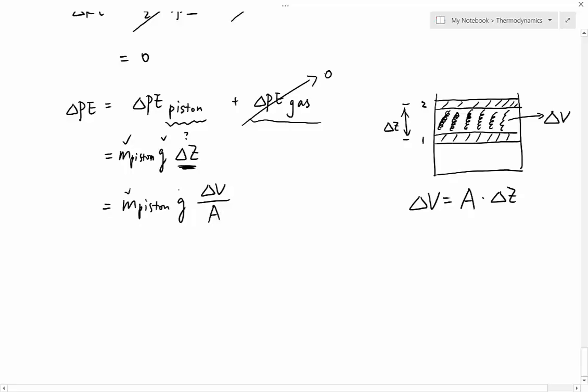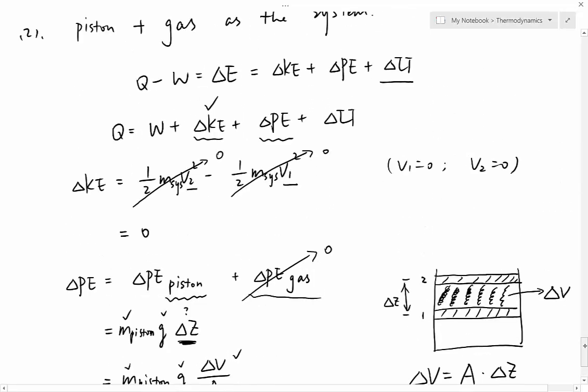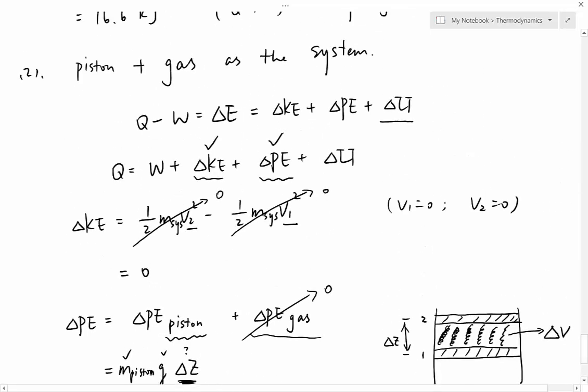Mass of the piston given, g is 9.8, delta V given, cross-sectional area given. So now I have everything in the right-hand side. Okay, so we're plugging everything in. 45 kilogram multiplied by 9.8 SI unit. Delta V is given, 0.05 meter cubed, SI unit. Cross-sectional area 0.09 meter squared, also SI unit. So everything is SI unit. My solution is 245, must be SI unit, so joule. So now I have found delta PE, the third term in my right-hand side.